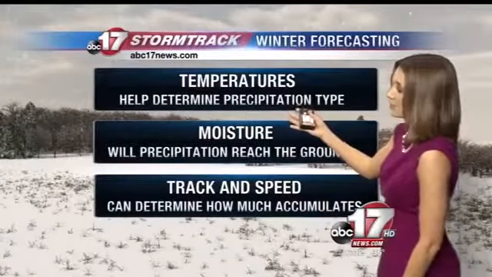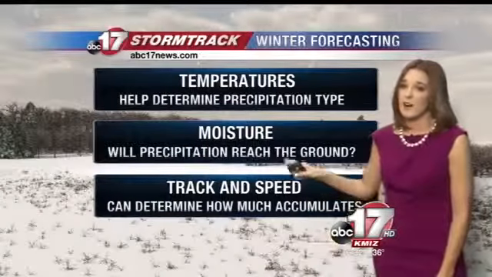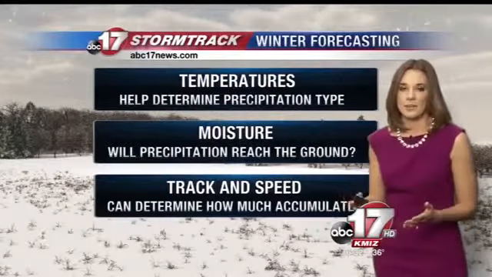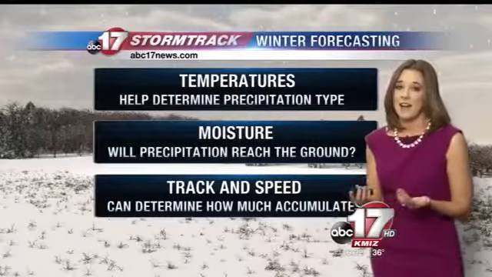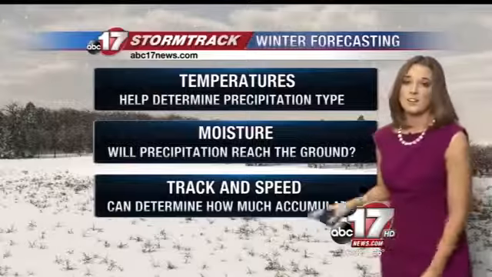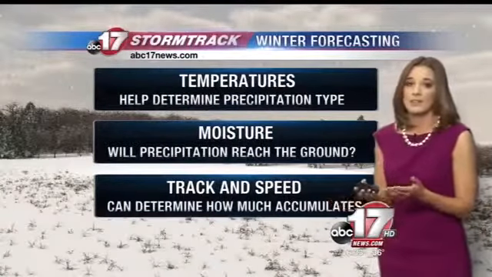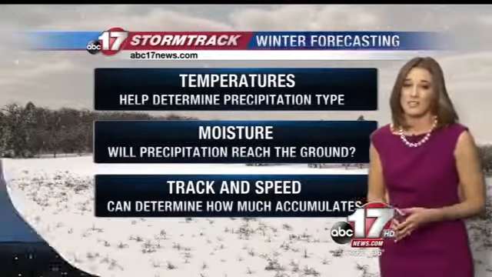Temperatures help us determine the precipitation type, whether it be snow, freezing rain, or sleet. We also look at moisture, and that's very important. If dry air starts to move in, that can allow for some of that precipitation to evaporate before it even reaches the ground. We also look at the track and the speed of the storm. That helps us determine where we could see snow, where we could see the higher amounts, and how much accumulates.